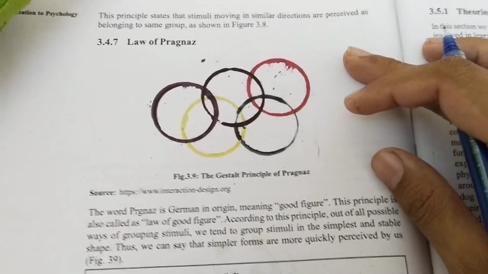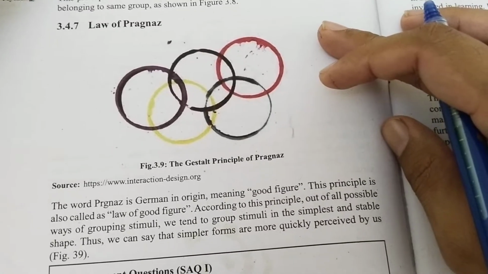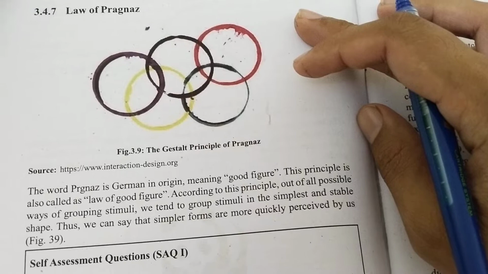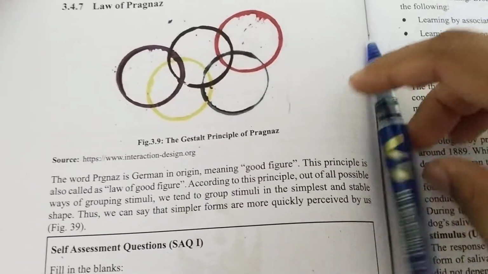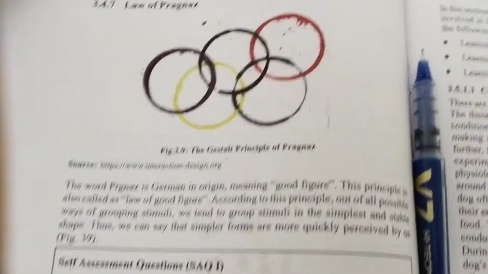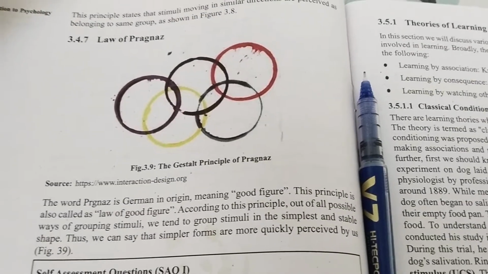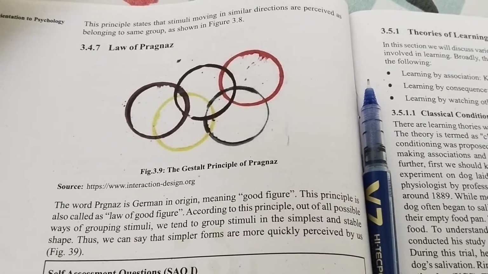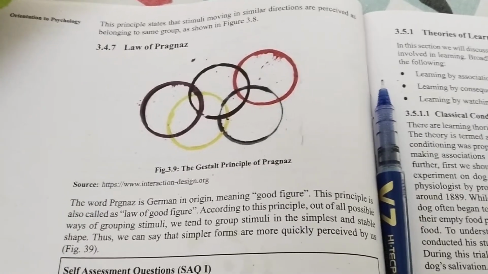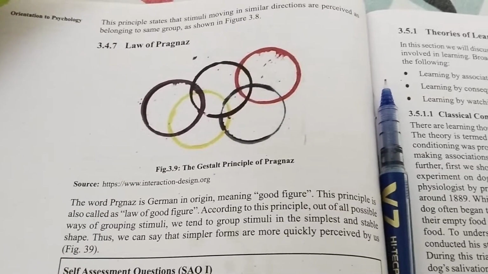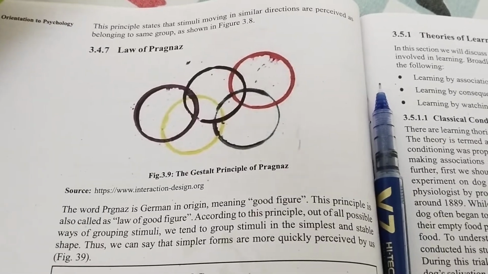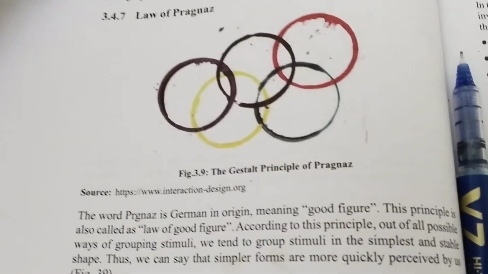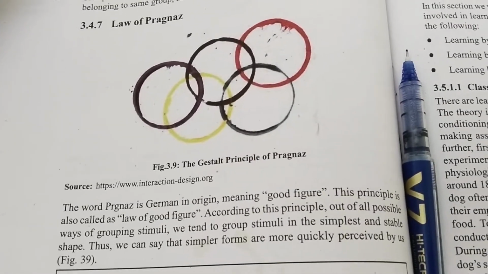The law of pragnanz. The word pragnanz is German in origin, meaning good figure. This principle is also called the law of good figures. According to this principle, out of all possible ways of grouping stimuli or objects, we tend to group objects in the simplest and most stable shape. Thus, we can state that simpler forms are more quickly perceived by us. So, a group of randomly arranged objects can form several kinds of patterns, but the only ones we see would be the simplest and most basic patterns, right? Sometimes there are pictures which look different to different people, so people interpret the picture in the simplest shape according to themselves, thus following the law of pragnanz. So according to the law of pragnanz, we arrange figures into the simplest shape or pattern according to us.